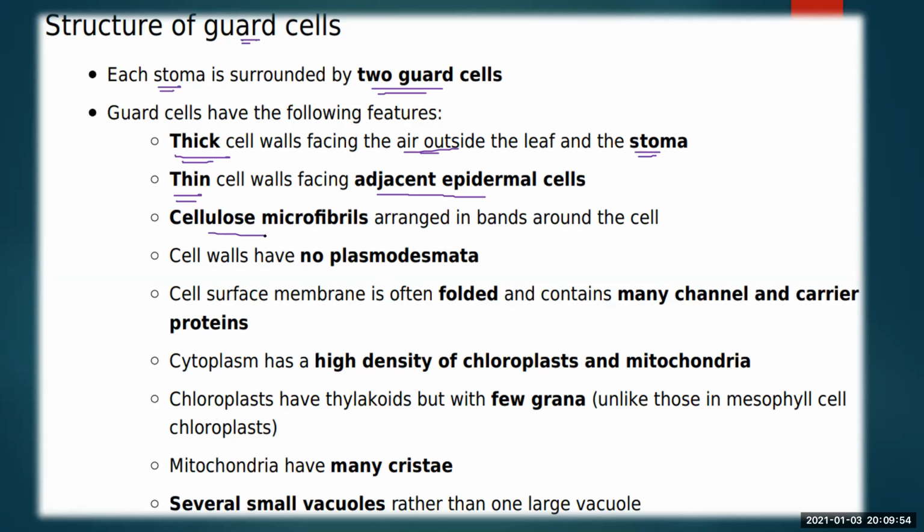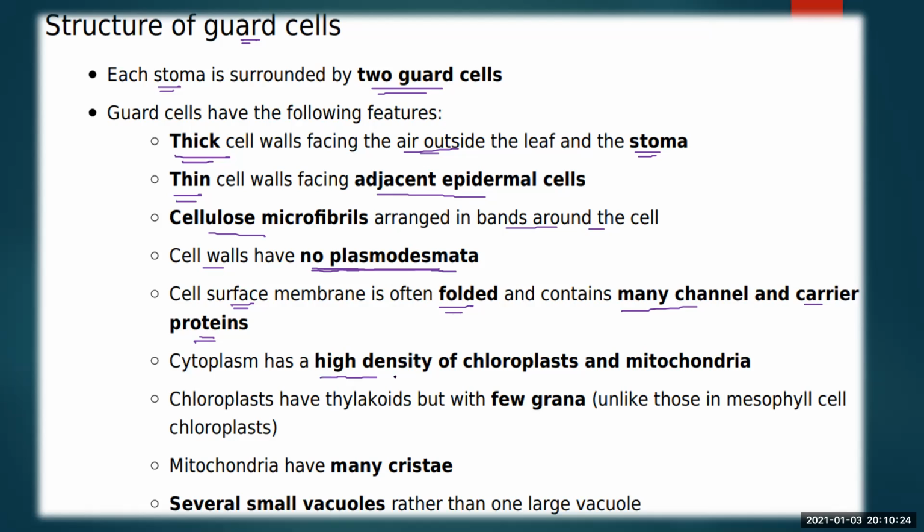Okay, then cellulose microfibrils are arranged in bands around the cell, right? Now, cell walls have no plasmodesmata, right? So that's another structural feature. They have no plasmodesmata. The cell surface membrane is often folded and contains many channel and carrier proteins, right? As we talk about the structure, we'll see how this happens. But the cell surface membrane is often folded and contains many channel and carrier proteins.